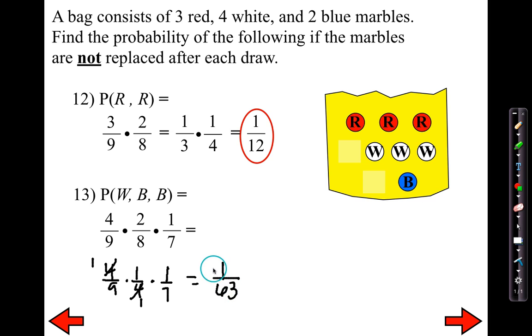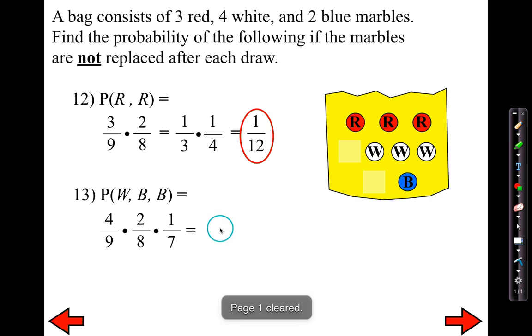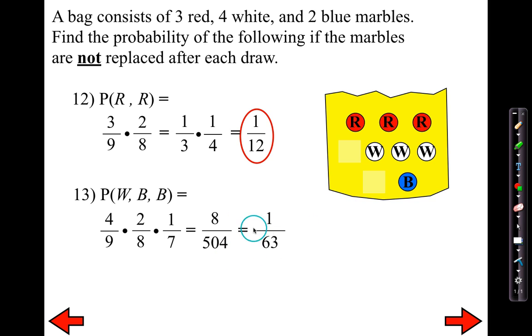Now, this is great. Notice, because reducing makes things nice, cross-reducing makes numbers smaller. Now, if you didn't see this and you decided you're just going to multiply straight across, you would have had 8/504. And you would have to realize you can reduce both by 8 or by 2 and then keep going until you can't reduce anymore. And then you would get to 1/63. But notice, some of you may not notice that right away from this fraction. So it's best to cross-reduce or reduce right away.